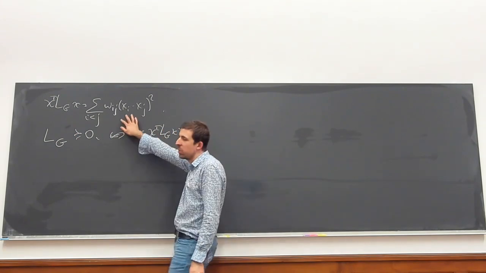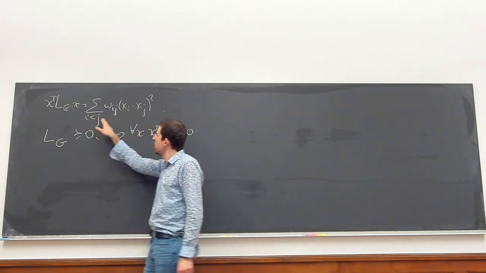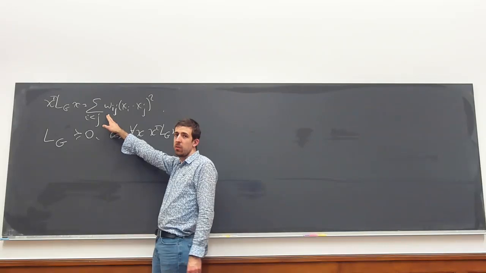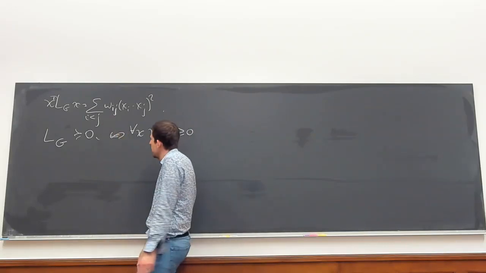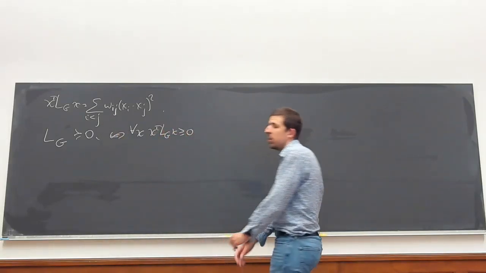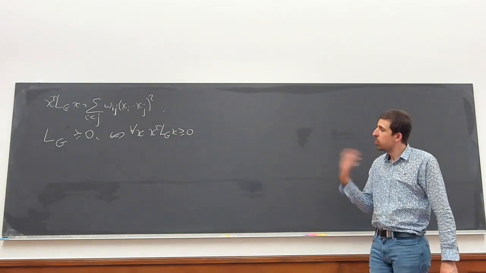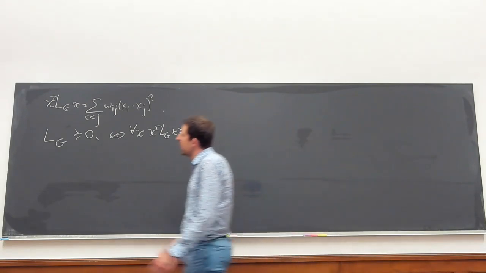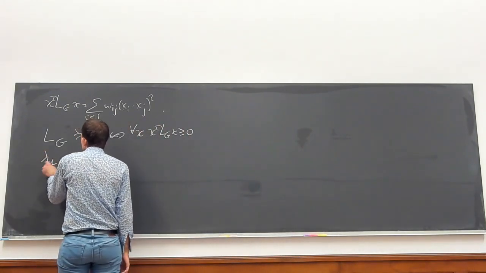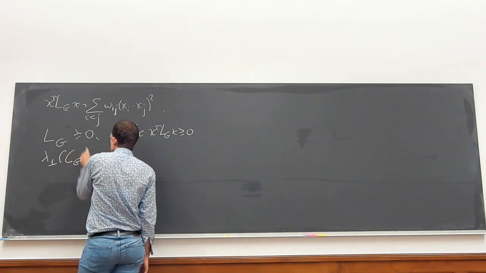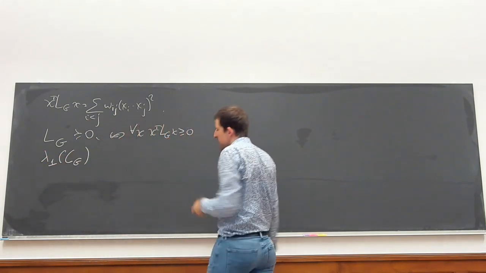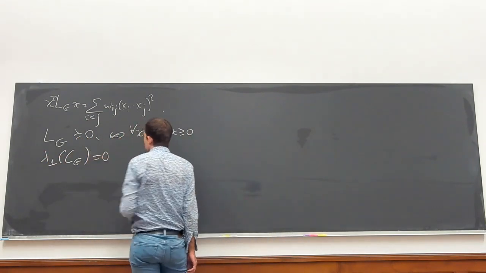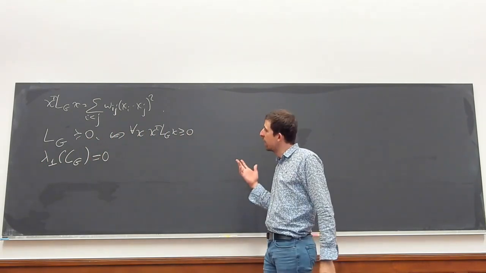And this is obvious from here. If I put in any x, I just have a sum of squares times a non-negative number, because the weights cannot be negative. And so for sure the Laplacian is bigger or equal than 0. It is positive semi-definite. All its eigenvalues are 0 or bigger. In fact, it has an eigenvalue at 0. It's not hard to see that there is an eigenvalue at 0. How can we see that?